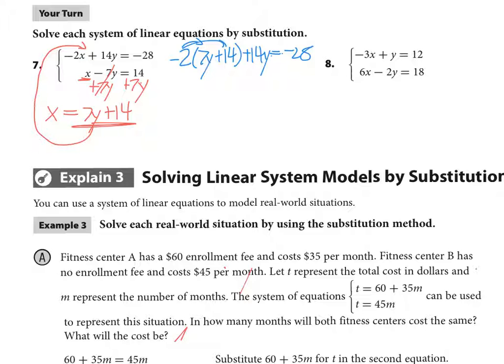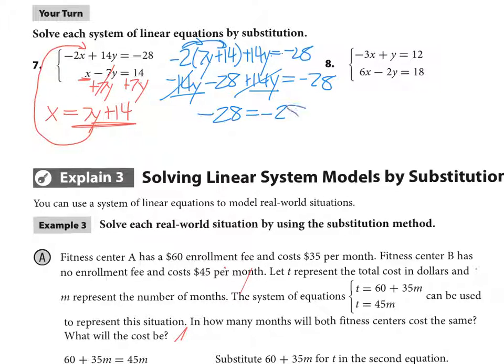Do your distributive property. -14y minus 28 plus 14y equals -28. So what happens to these? They're opposite, so they go away. So I'm left with -28 equal to -28. Well, when does that occur? Well, that always occurs. This is a true statement.